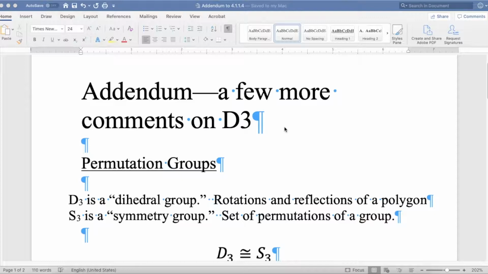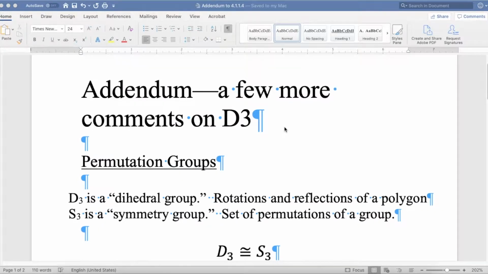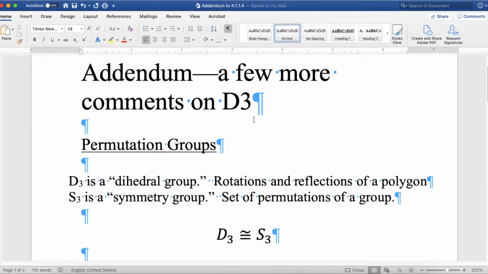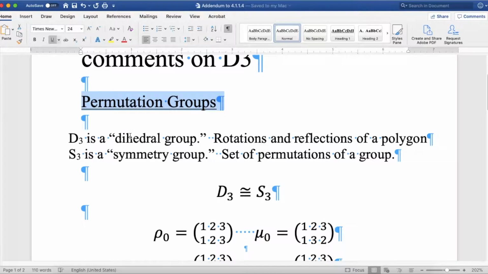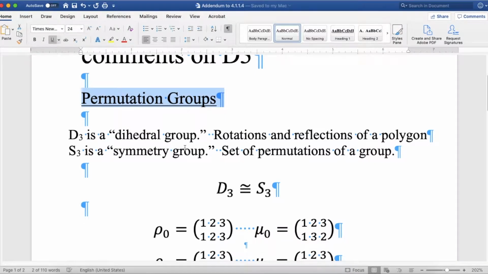I just want to add a few more comments here about the group we were just looking at, the dihedral group of order 6, which is referred to as D3. The really interesting thing is that there is another kind of groups called permutation groups, which the dihedral group is an example of. It is rotations and reflections of a polygon. The one we looked at is a triangle, but there's a similar group for squares, etc., every polygon. But there's another group called a symmetry group, which is the set of permutations of a group.